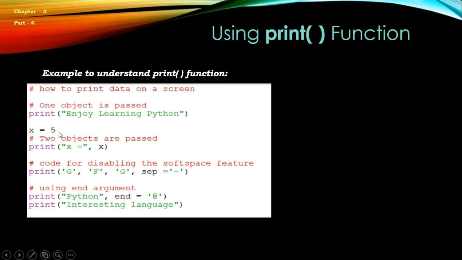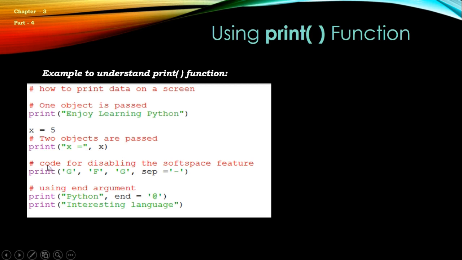Now I'm creating a variable x is equal to 5. Now I will pass two objects in a print function, for example print in brackets, x is equal to, in double quotes, this is a message and it will be printed as it is, comma x. Here x is a variable whose value is 5. I will show you the output also.